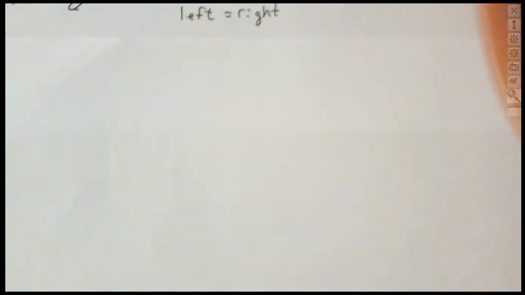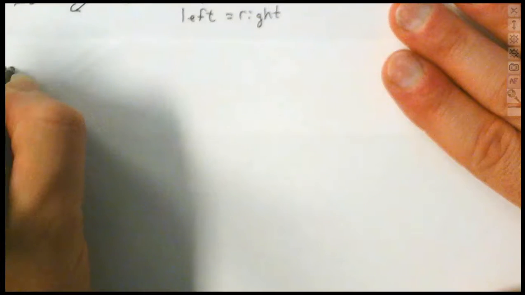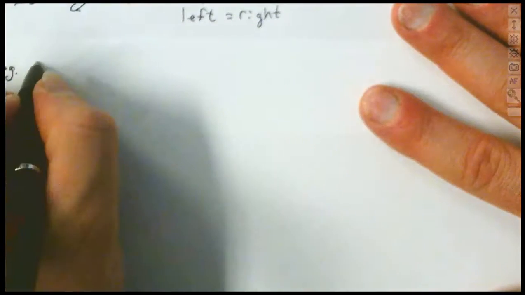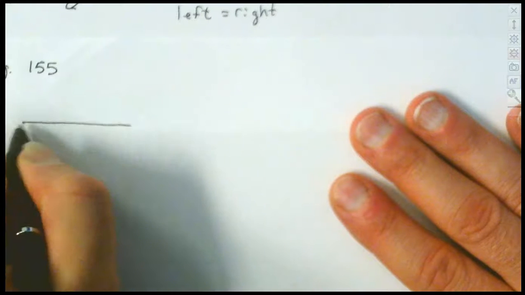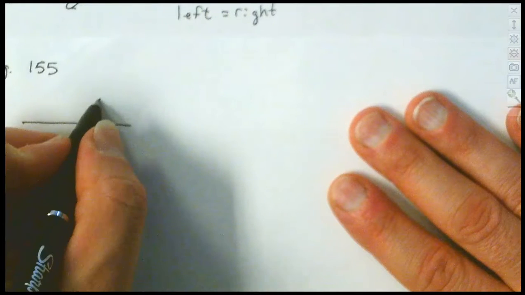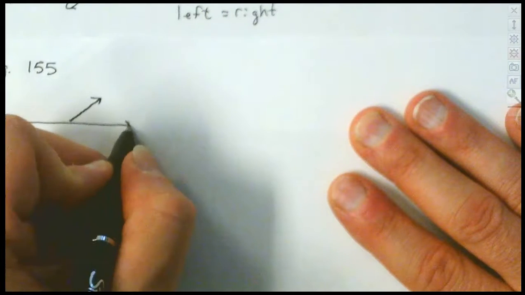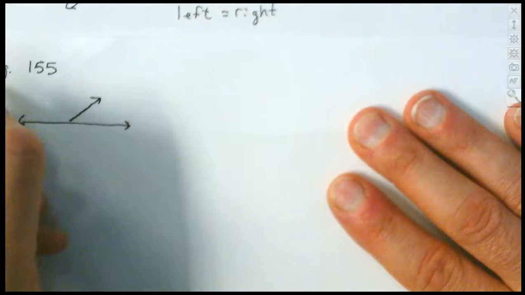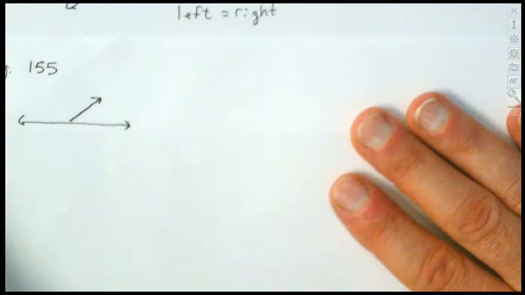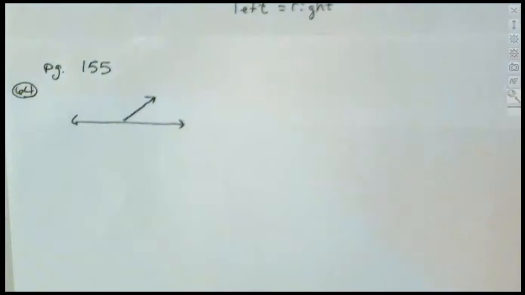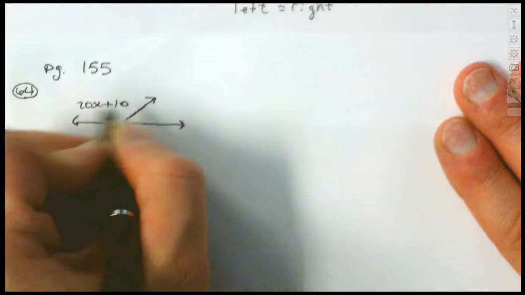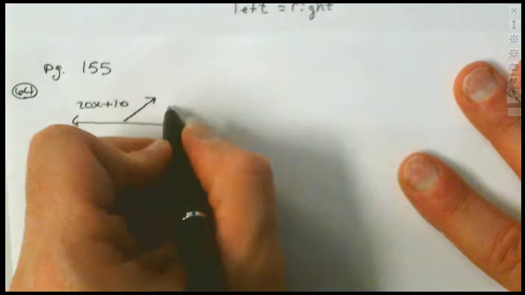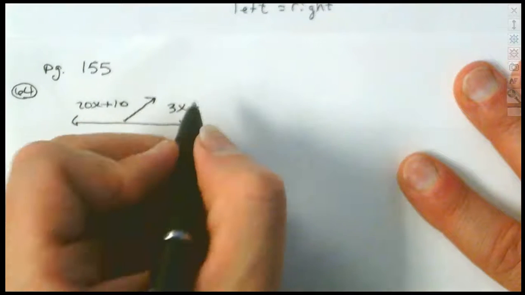So let's look on page 155. We're going to look here at question 64. And I'm just going to draw it up on the screen here. You've got it in your textbook as well. And this is going to be question 64. I'll go ahead and draw it up on the screen. This one is 3x plus 9.